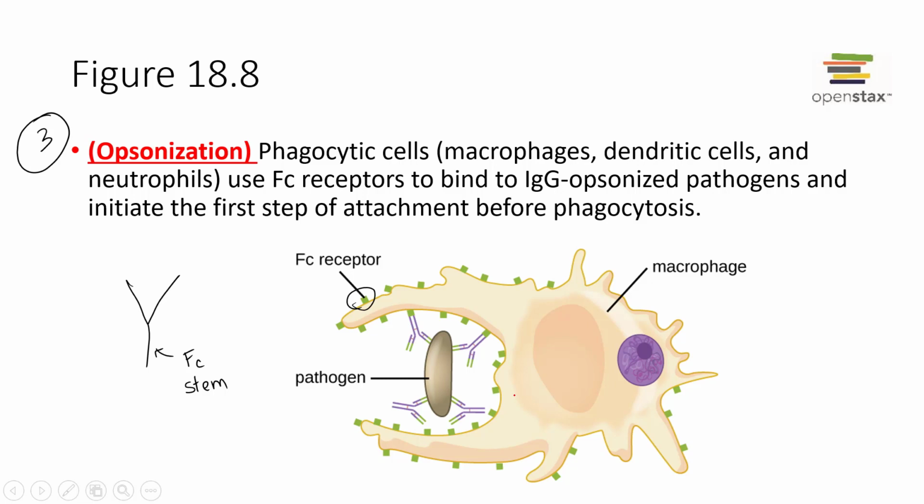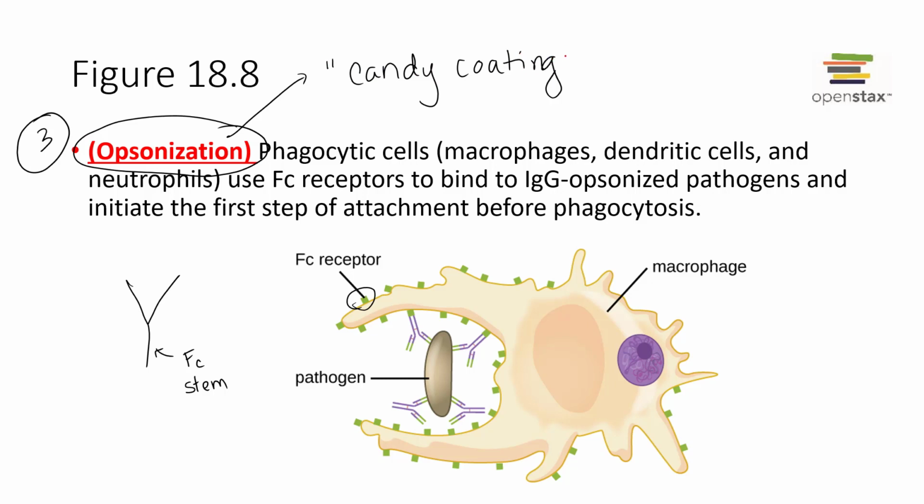We've also seen this word opsonization referred to how complement works. So complement proteins can also opsonize pathogens. And remember, I used that analogy where I said it's sort of like candy coating. So if we're candy coating the pathogen in antibody, that's going to attract phagocytes to eat it.